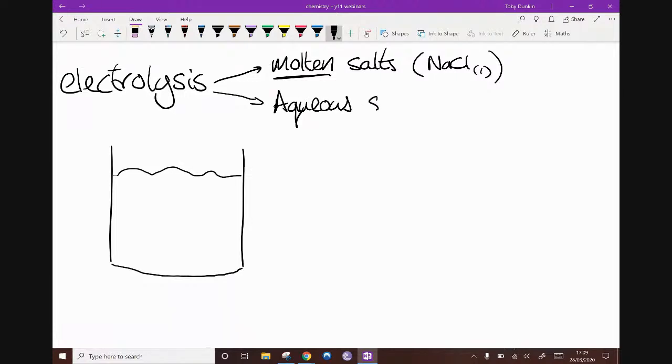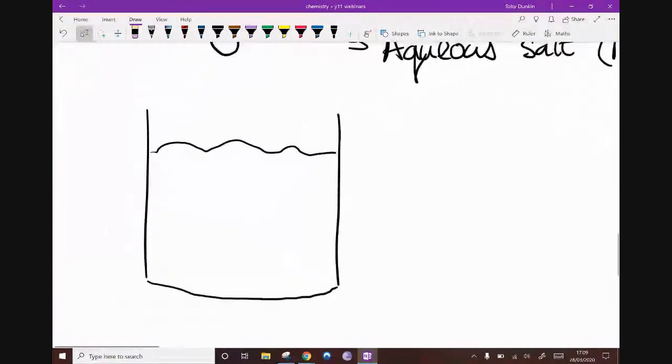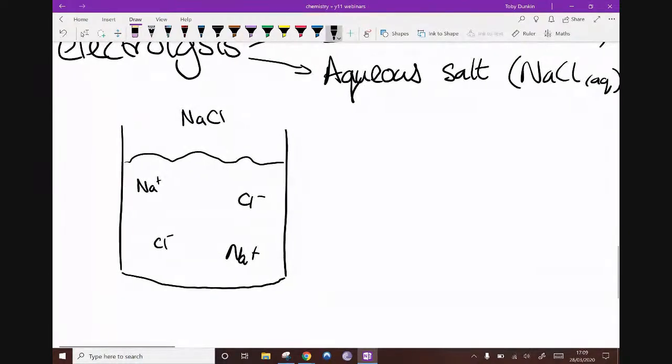Aqueous salts. So that's something like sodium chloride aqueous. Now these are very different in the way that they behave. So, the two pictures: what does molten salt look like? We know that sodium chloride is made up of Na+ ions and Cl- ions. If I had molten salt, that's what it would look like.